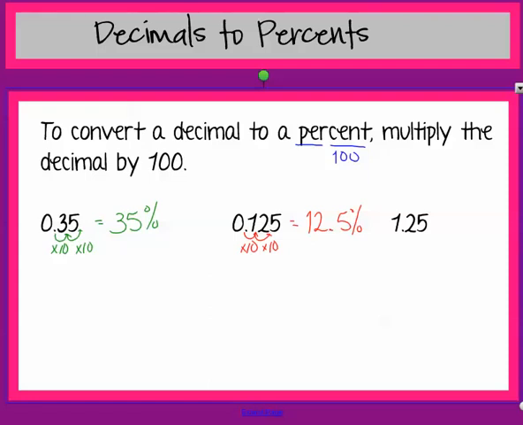It's always multiplied by 100 to go from decimal to percent. So times 10, times 10 again gives us 125%. Notice because I had a whole number portion on that decimal, I wind up with a percent over 100%. So that's a good way to double check your thinking.